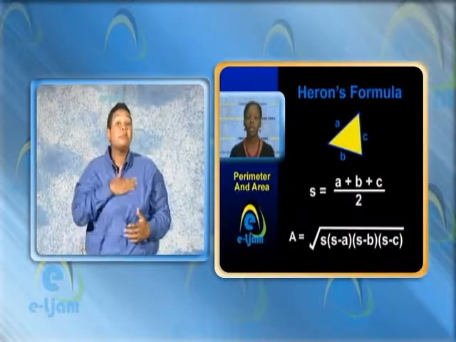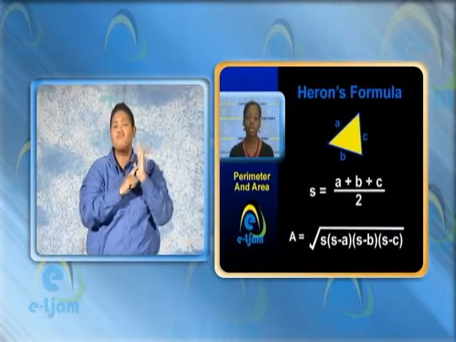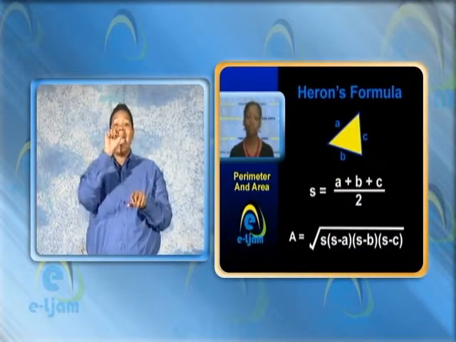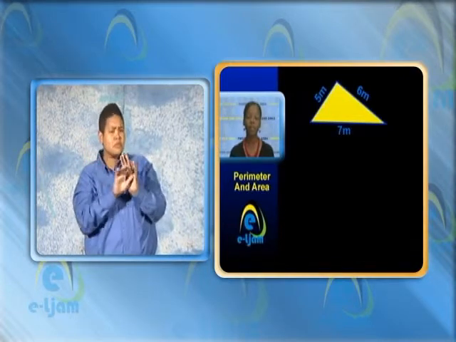Please note that A, B, and C in the formula represent the sides of the triangle, and S is the semi-perimeter. For example, a triangular garden plot has dimensions 5 meters, 6 meters, and 7 meters. Picture it to have the shape of a scalene triangle.